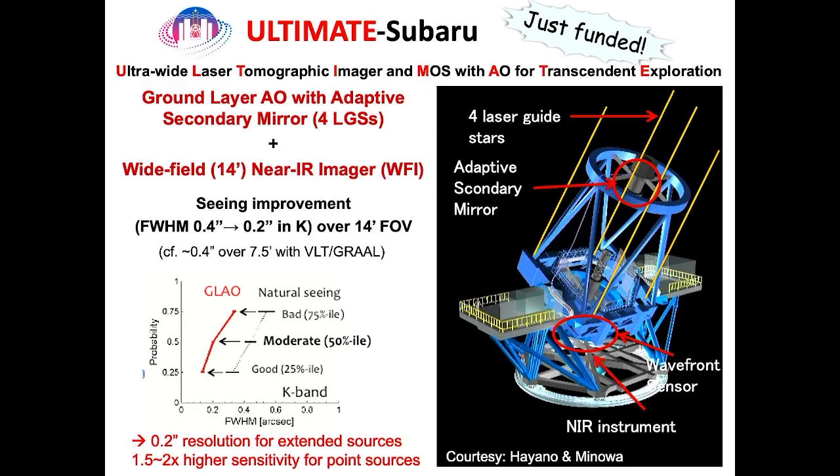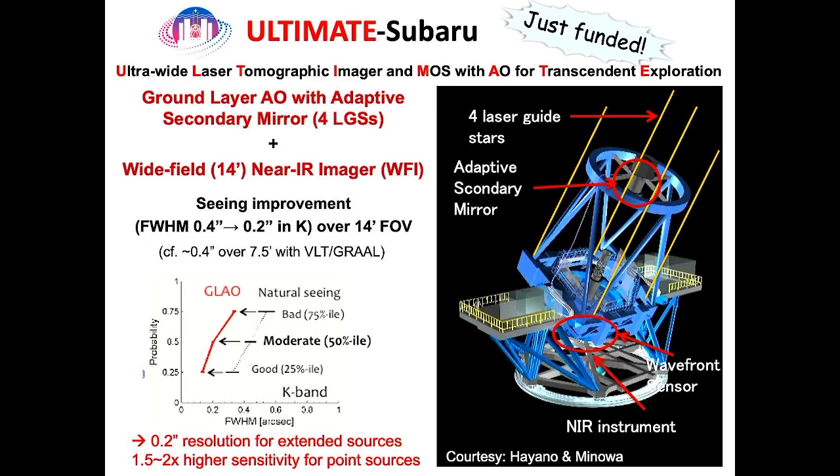Finally, just a brief announcement. The Ultimate Subaru project has officially started because it's fun. This is a new system on Subaru, which has a ground layer AO system together with the wide field near-infrared instruments covering 14 by 14 arcminute field of view. And we expect to achieve 0.2 arcsecond seeing in K-band regularly.